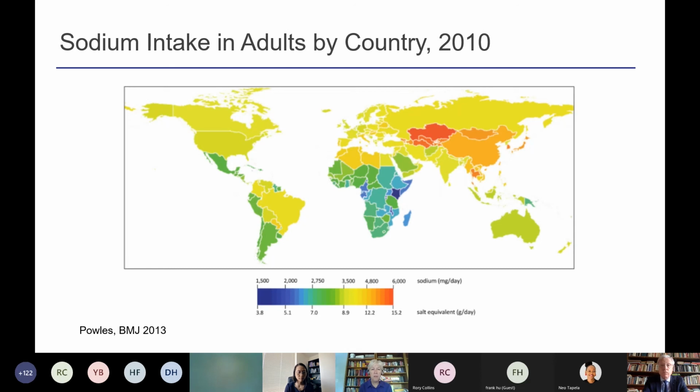And that's true worldwide as well. The countries that are in yellow are above that 2,300 level, and those that are in the red or orange are up to almost 6,000. So there's a great excess of sodium consumption, way above the guidelines that are recommended, except perhaps for some countries in Africa and a few countries in the Americas.